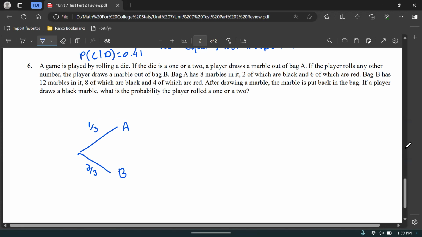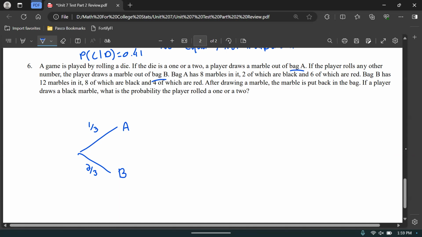We're going to either pull from bag A or bag B. If I roll a 1 or a 2, I pull from bag A. That's a 1 out of 3 chance of happening. If I roll a 3, 4, 5, or 6, I pull from bag B, which is a 2/3 chance of happening. All right. Bag A has 8 marbles in it, 2 of which are black and 6 of which are red. Bag B has 12 marbles in it.